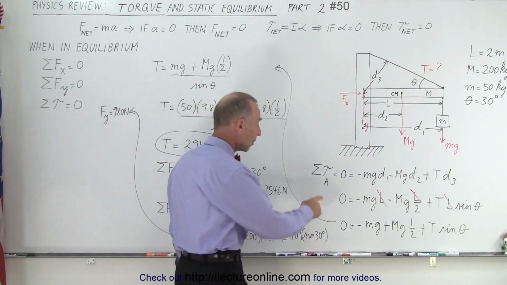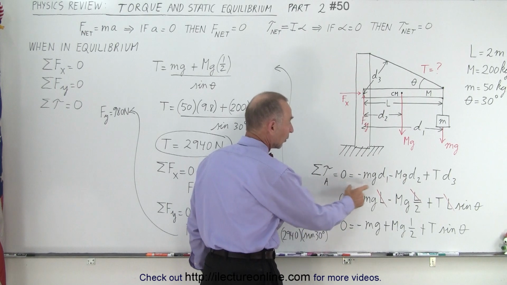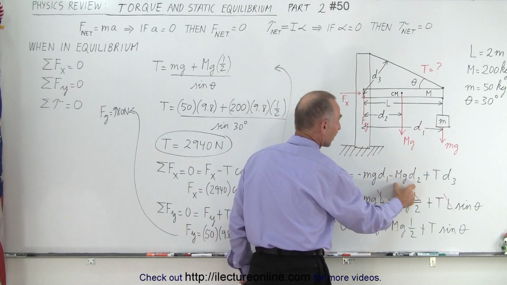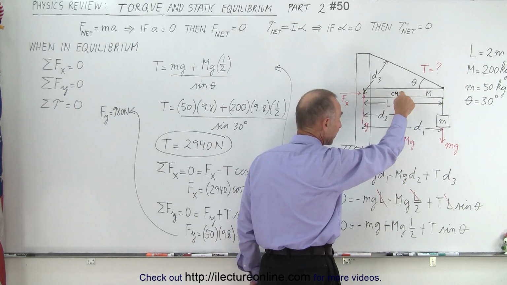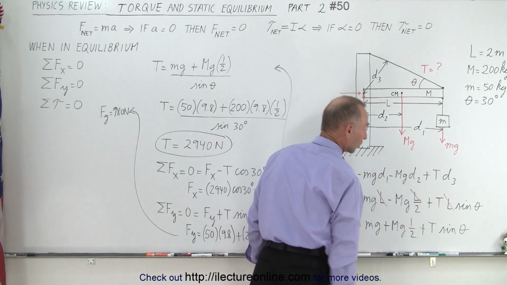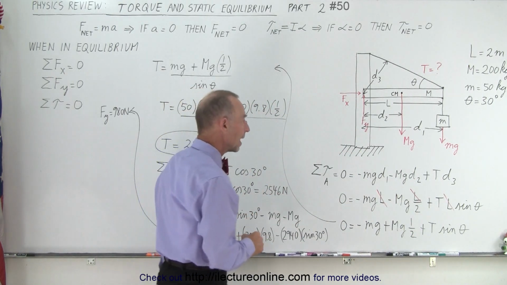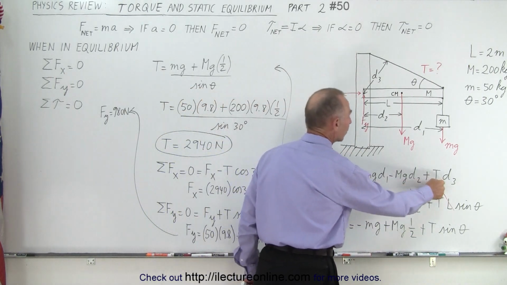Just like before, we sum up all the torques, it must equal 0. So the torque caused by the small mass at the end, the torque caused by the big mass, meaning the mass of the beam acting through the center of mass, and the torque caused by the tension. Notice the direction determines the sign. Now, we have D1, D2, D3, that's easy.